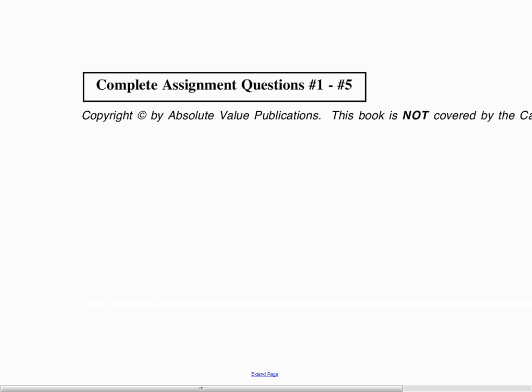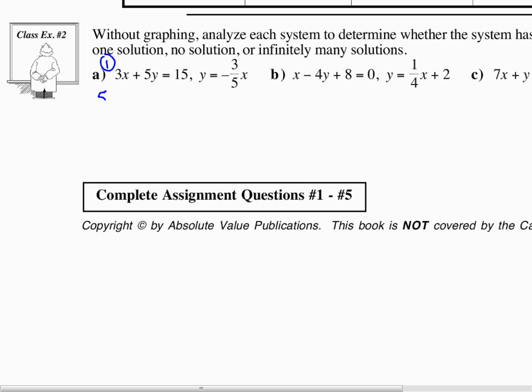Okay, first step, move the 3x, minus 3x to the other side. And then divide everything by 5, okay? So y is equal to negative 3 over 5x plus 3. Okay, so these lines, tell me about their slopes. They're the same. Tell me about their intercepts. They're different.